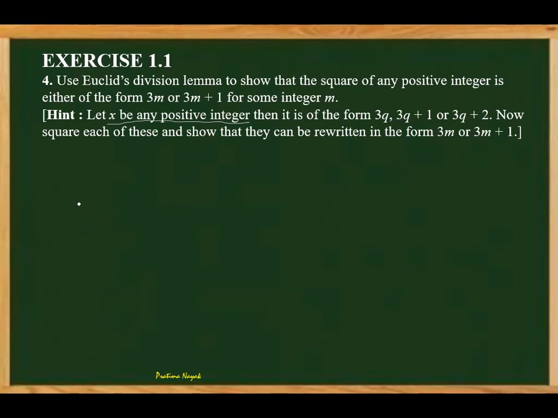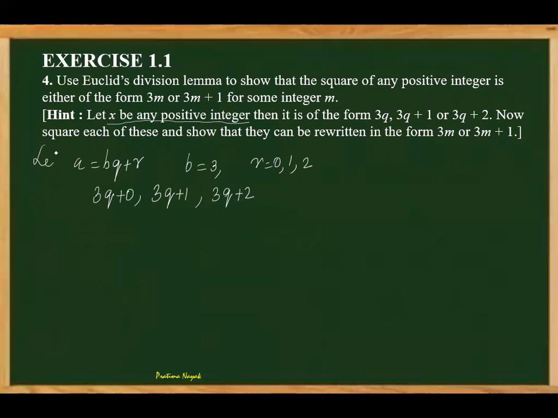So we are using the lemma in this way. a is equal to bq plus r. Here I am taking b is equal to 3. So when b is equal to 3, r is equal to 0, 1 and 2 because it will be less than 3. So the numbers will be 3q when r is 0, 3q plus 1 when r is 1, 3q plus 2.